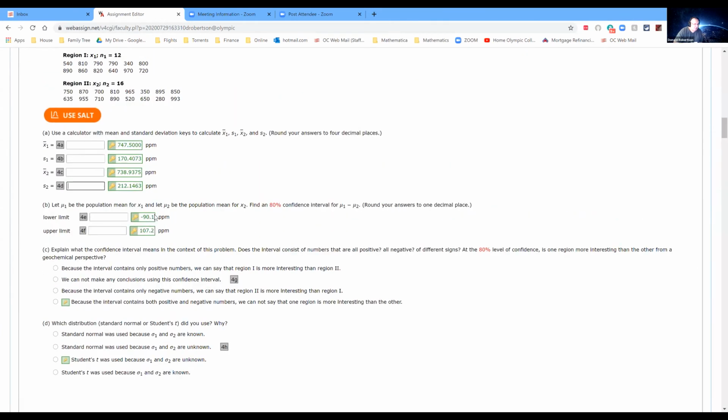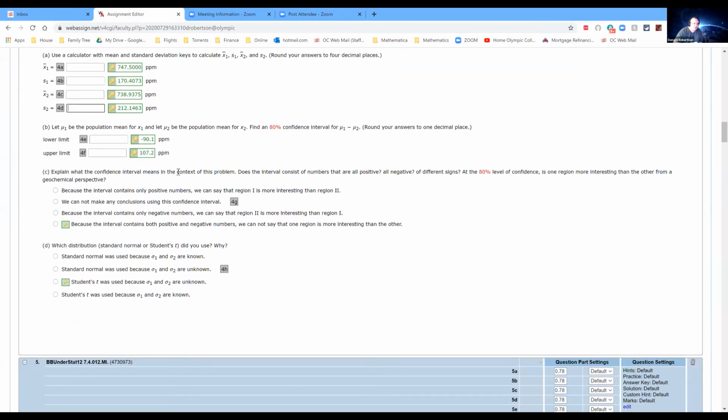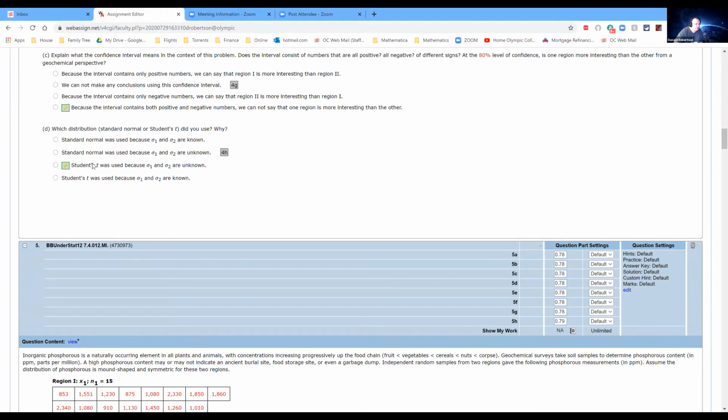Now, in this interval here, it's -90 to 107. Explain what the confidence interval means in the context of this problem. Because the interval contains both positive and negative numbers, we cannot say that one region is more interesting than the other. So evidently this is a story about how interesting you found 2 different places. And why did it use the student T instead of the Z? Wasn't it because you didn't know the sigmas? So that's what that was about.